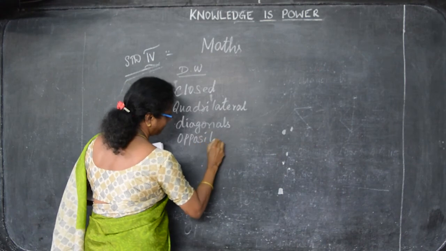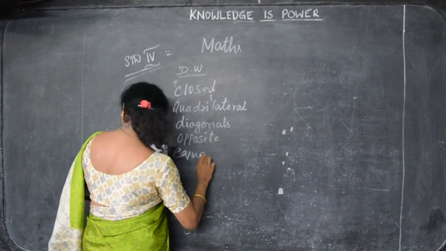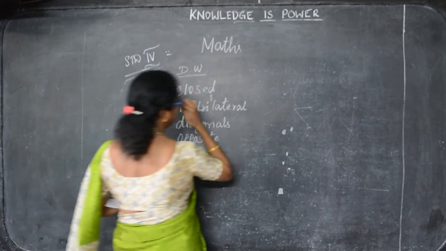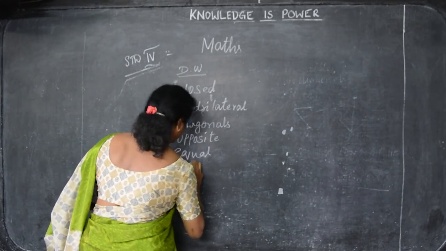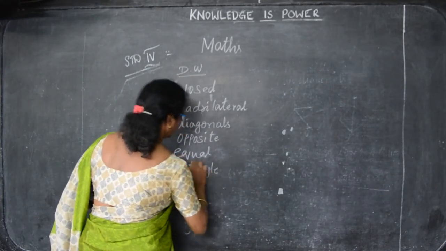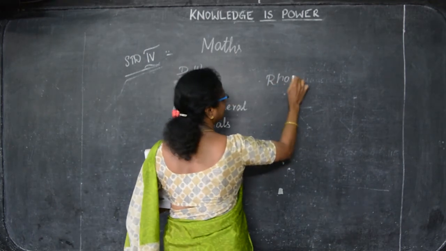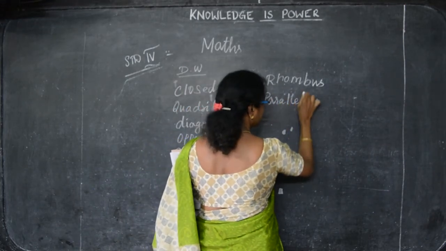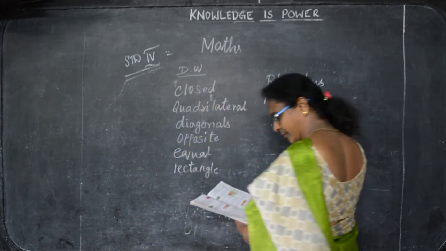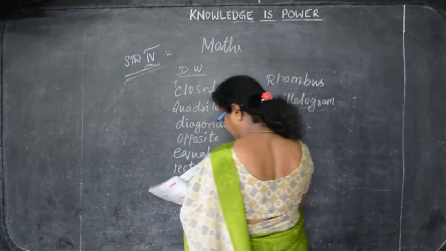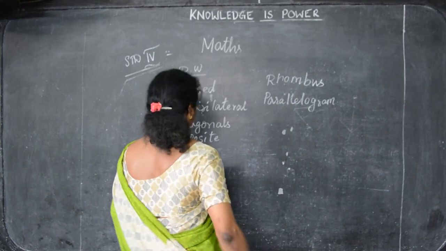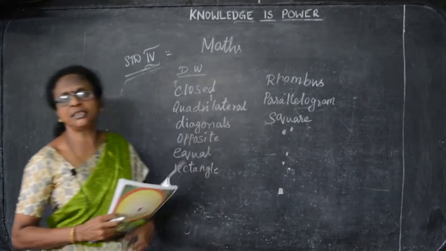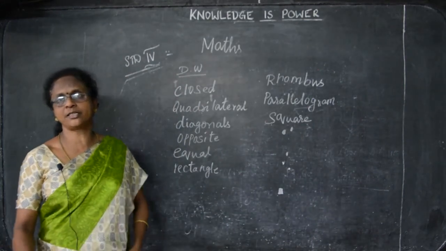Opposite, equal, and then rectangle, rhombus, parallelogram, and square. So learn these words, children. Learn the spelling and learn these words at home. Next class we will see you again, children. Thank you.